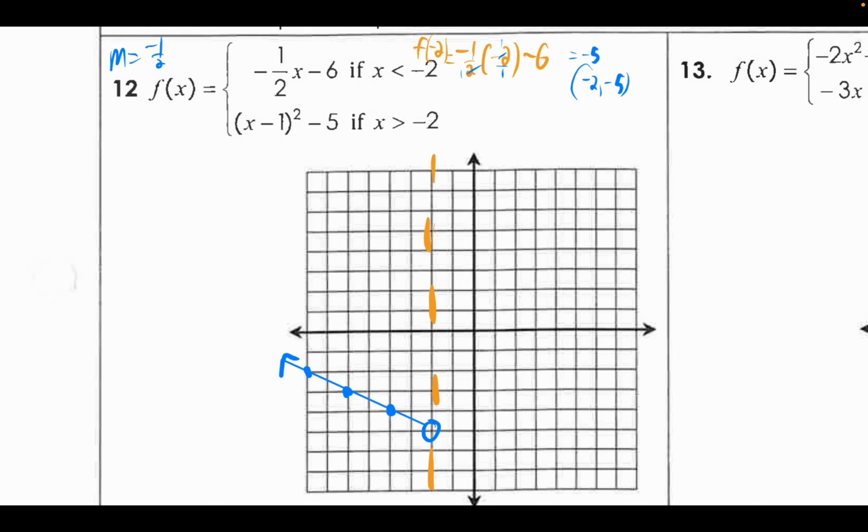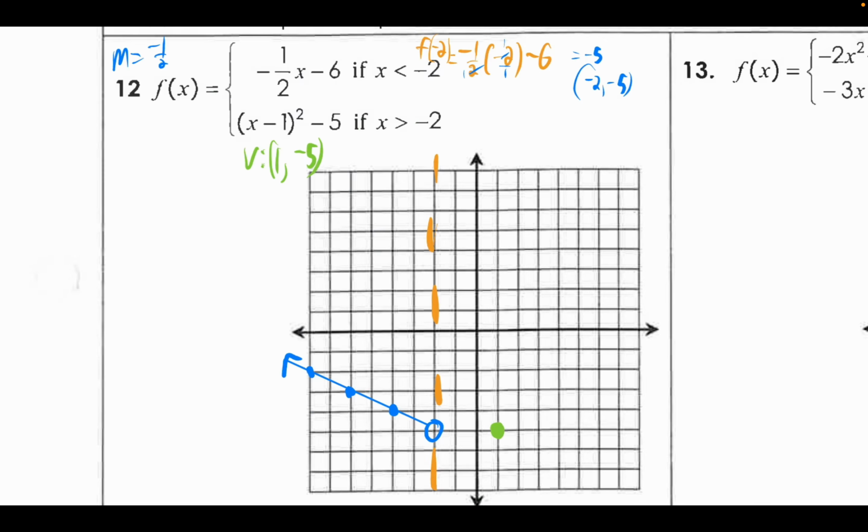As I look at the other part of my graph here, I say, okay, I need to find the vertex. That would be helpful. And so I find the vertex here. I could also start by plugging in -2. Either way is a fine way to start, whether you're starting with the vertex or starting by plugging in -2. I'm going to start with the vertex here, noting that the vertex is at 1, -5. And so that's going to be one of my points that I have, 1, -5. Closed circle because it's actually part of this because 1 is greater than -2.